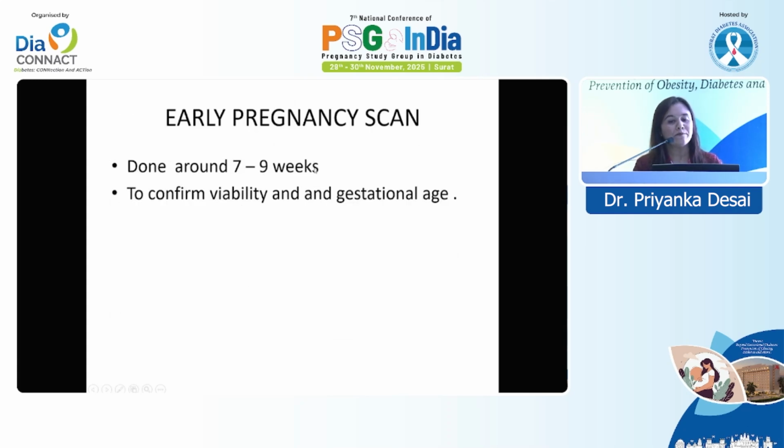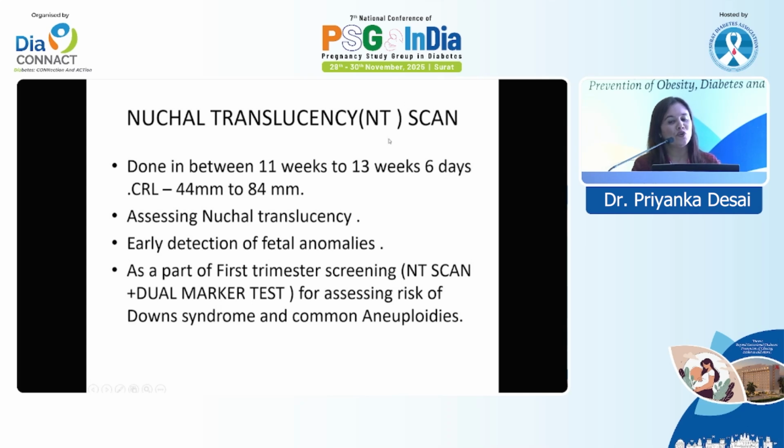So the early pregnancy scan is done at around 7 to 9 weeks to confirm viability and gestation age of the fetus. The next will be the nuchal translucency scan, which is done between 11 weeks to 13 weeks and 6 days. Here the crown rump length is between 44 to 84 millimeters. We take the nuchal translucency, we also look for any early anomalies, and the NT scan is done as a part of the first trimester screening, that is NT with a dual marker test for assessing risk of Down syndrome and aneuploidies.